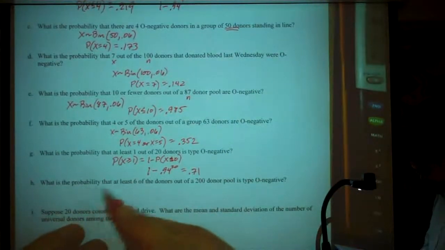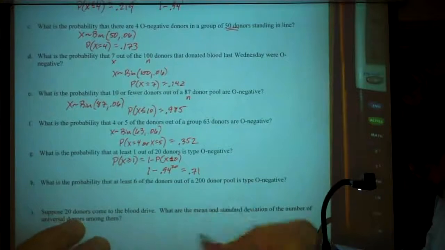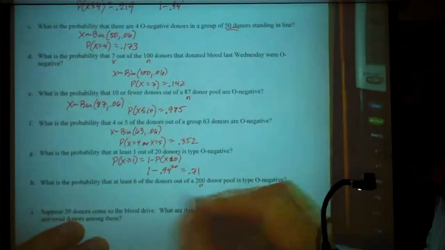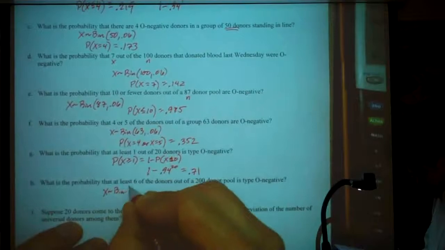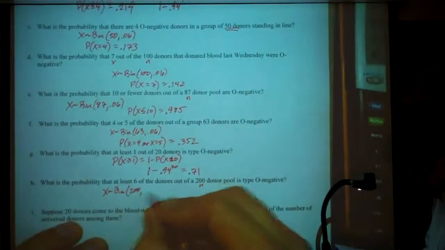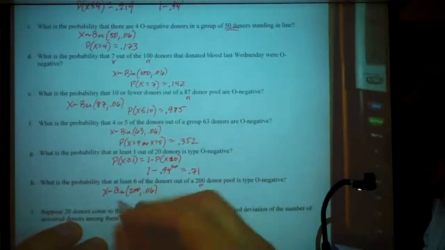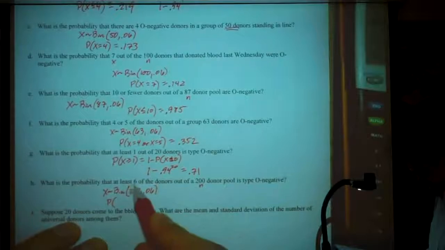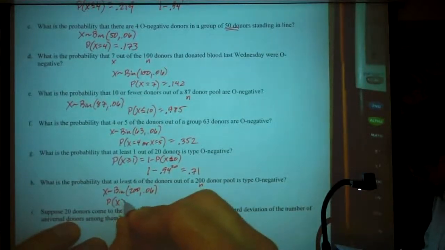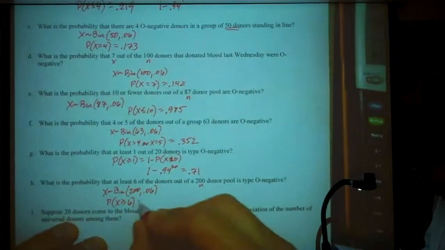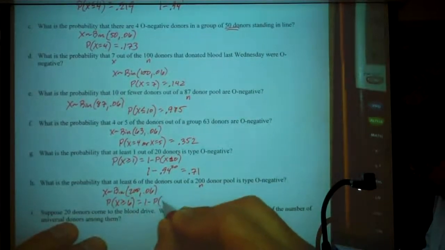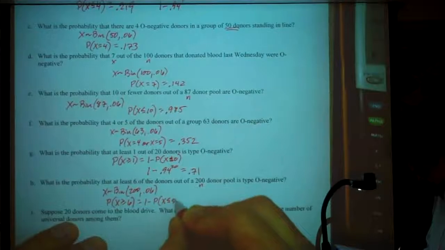Okay, now, this time we have a 200 donor pool, so N is 200. And so X is binomial, with N being 200, and P is 0.06. And I want to know the probability that at least 6 of the donors, so probability that X is 6 or more. Well, that's going to be 1 minus the probability that X is at most 5.